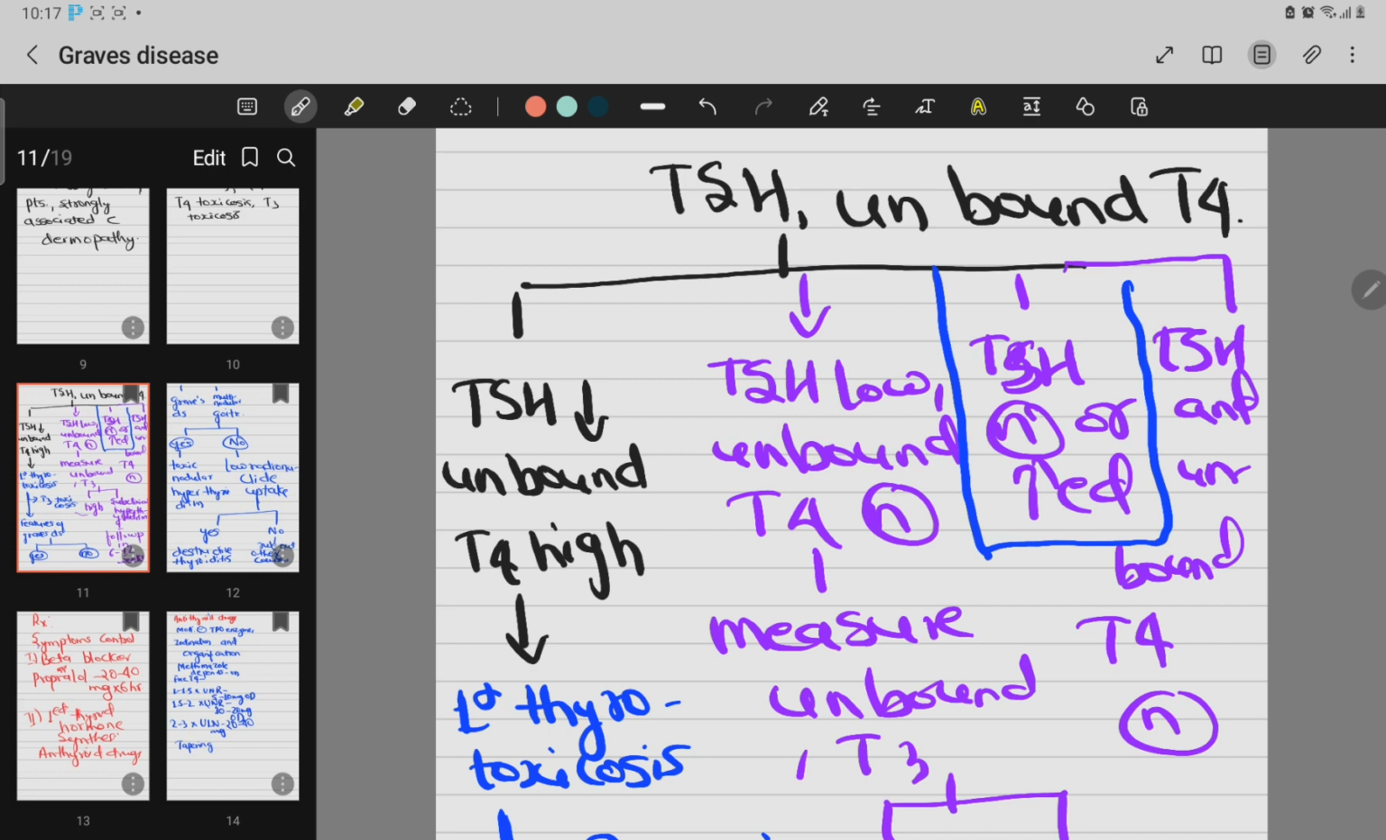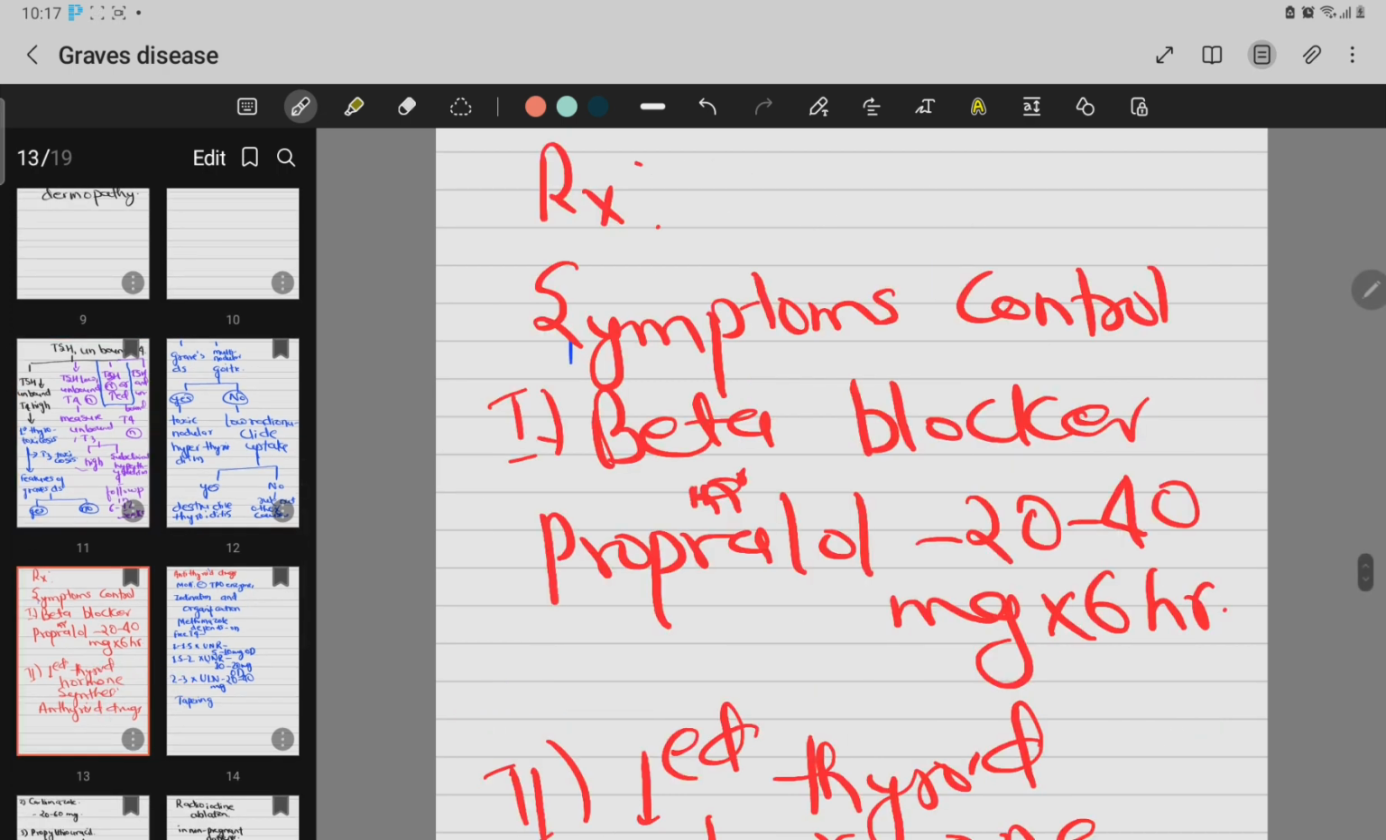If TSH decreases and unbound T4 is high, that means we have to survey for primary thyrotoxicosis. Is it primary thyrotoxicosis, due to multinodular goiter, or due to Graves' disease? We have to differentiate those things and investigate further, and then we will treat the case. How can we treat the case?